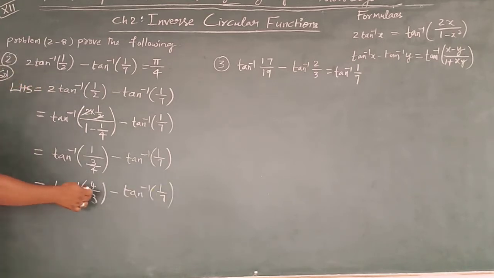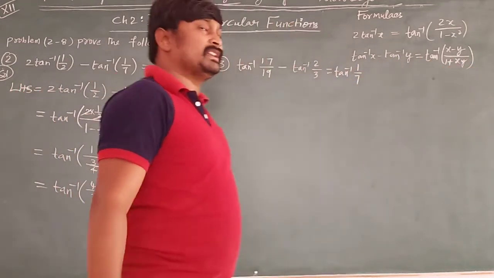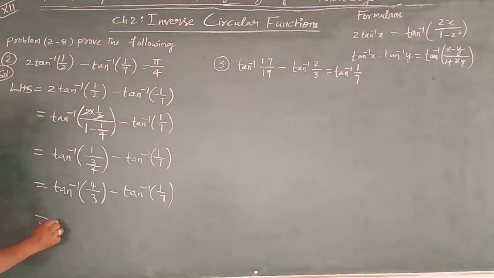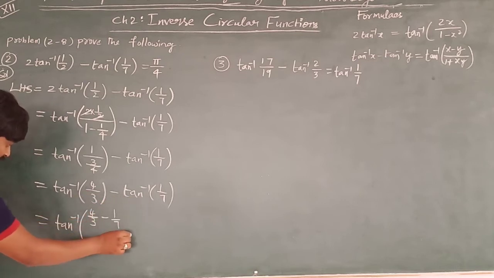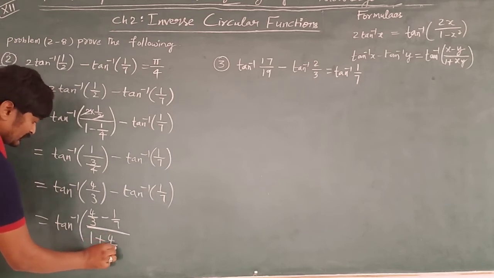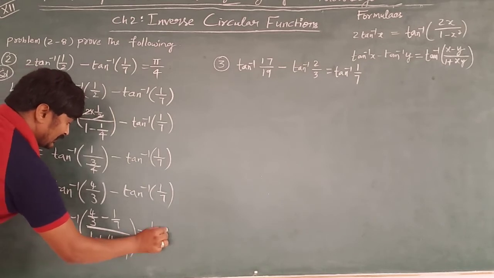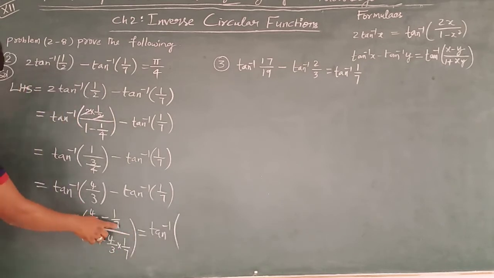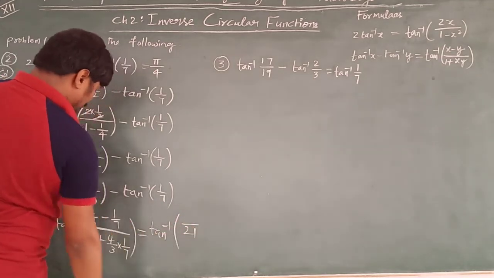Now again, tan inverse x minus tan inverse y is nothing but tan inverse x minus y upon 1 plus xy. So now I can write tan inverse of x minus y, with x as 4 upon 3 and y as 1 upon 7, upon 1 plus x into y, 4 upon 3 into 1 upon 7. This is equal to tan inverse. So LCM, 7 3s are 21, so write LCM as 21.